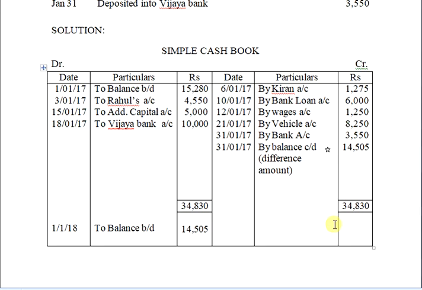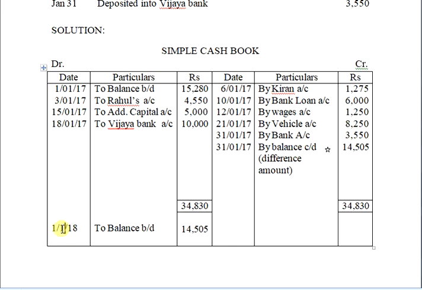How you got that 14,505: 34,830 minus 1,275 minus 6,000 minus 1,250 minus 8,250 minus 3,550, you will be getting 14,505. So this closing balance will become the next month's opening balance.